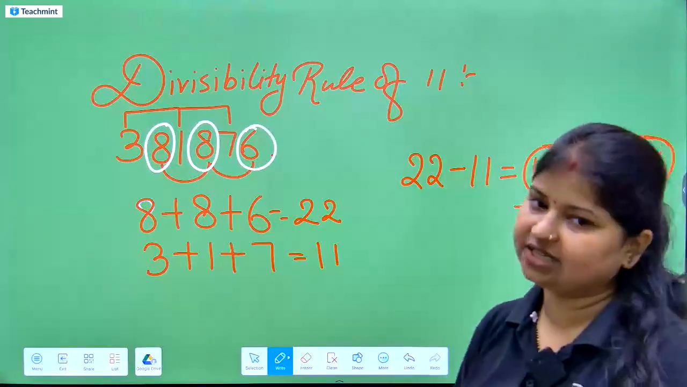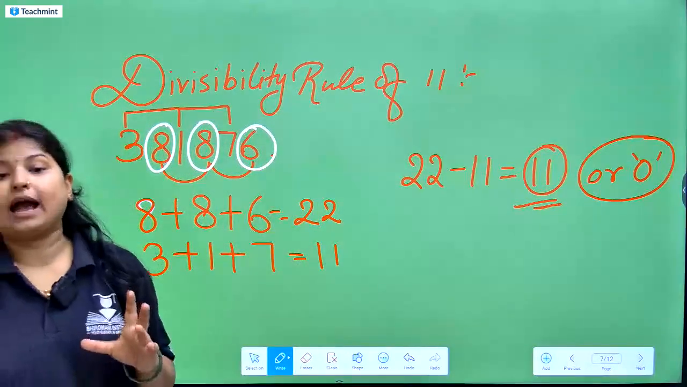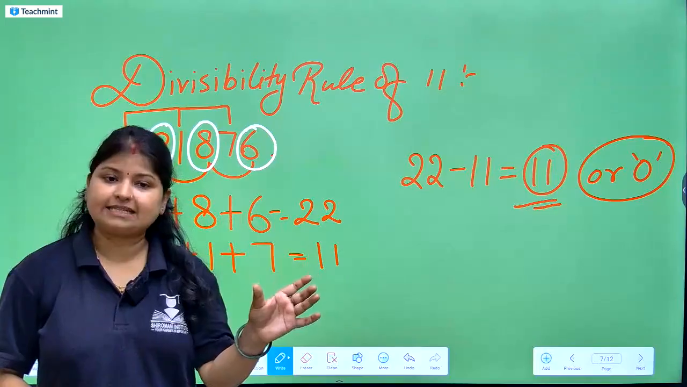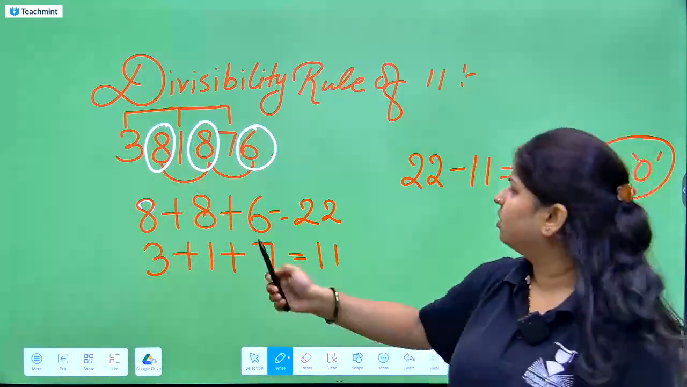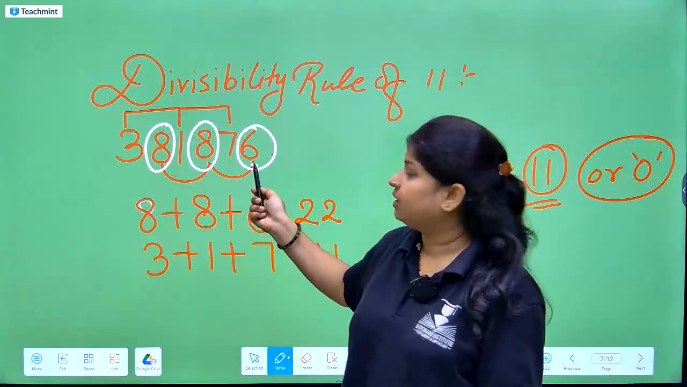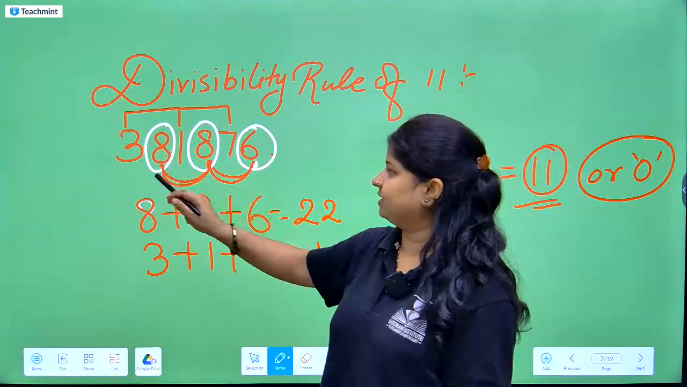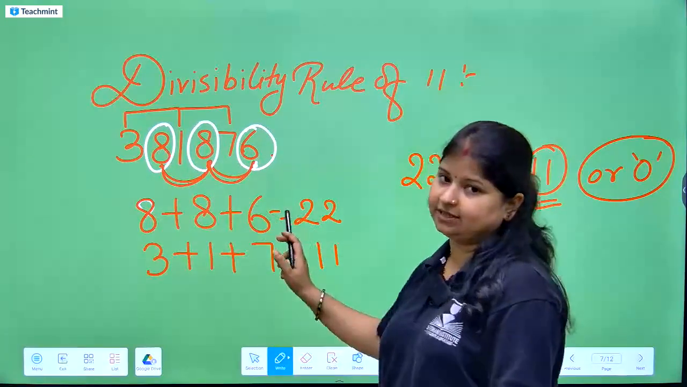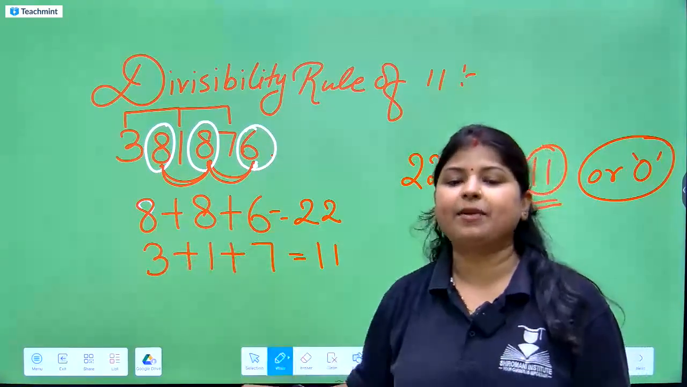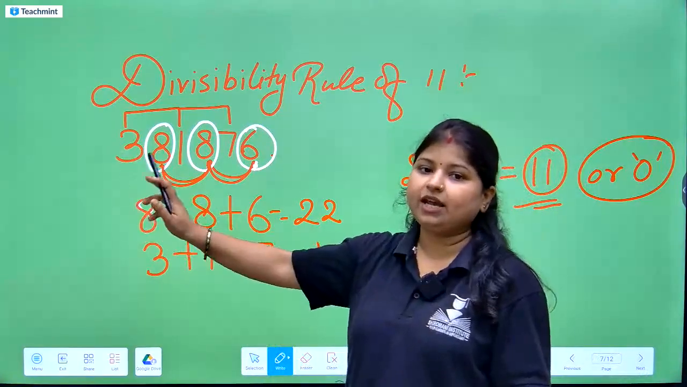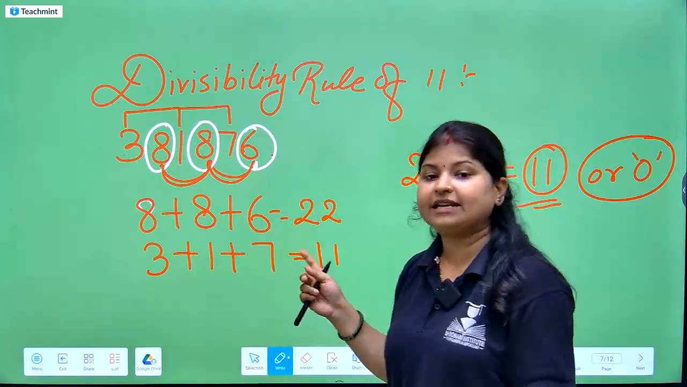Okay, I'm repeating this once more, dear. The divisibility rule of 11 says that you have to add the digits at odd places and the digits at even places. In simple words, count the digits from the last, take the digit and then leave one. Then again take the digit and leave one, take the digit. So 8, 8 and 6, club the digits: 8 plus 8 is 16, 16 plus 6 is 22. And whatever digits are remaining, club them together. So 3, 1 and 7: 3 plus 1 is 4, 4 plus 7 is 11.